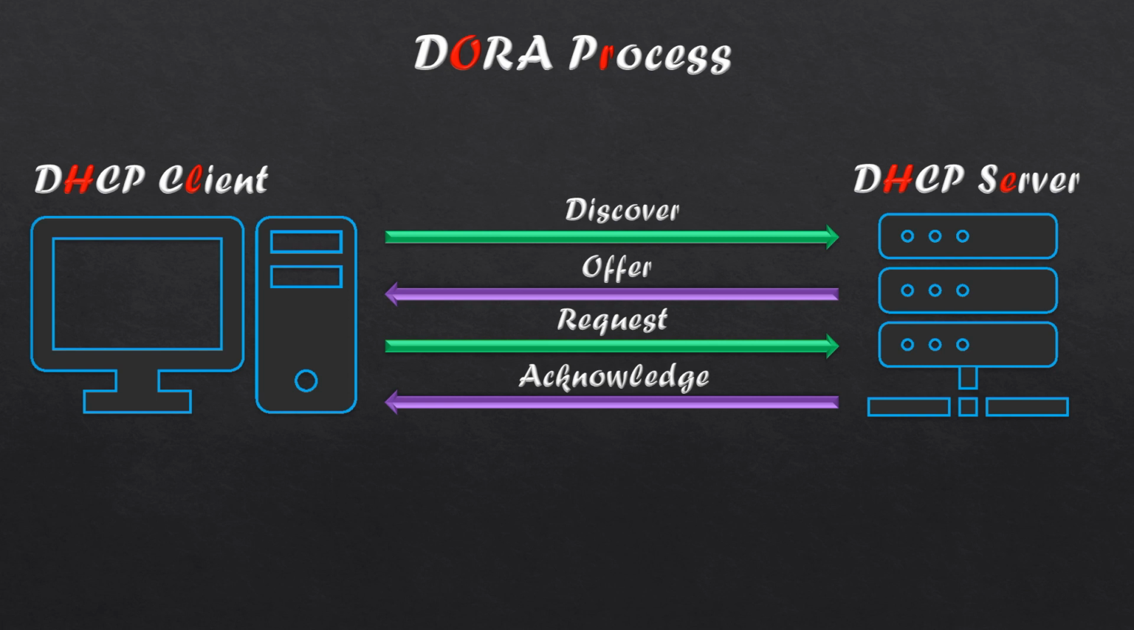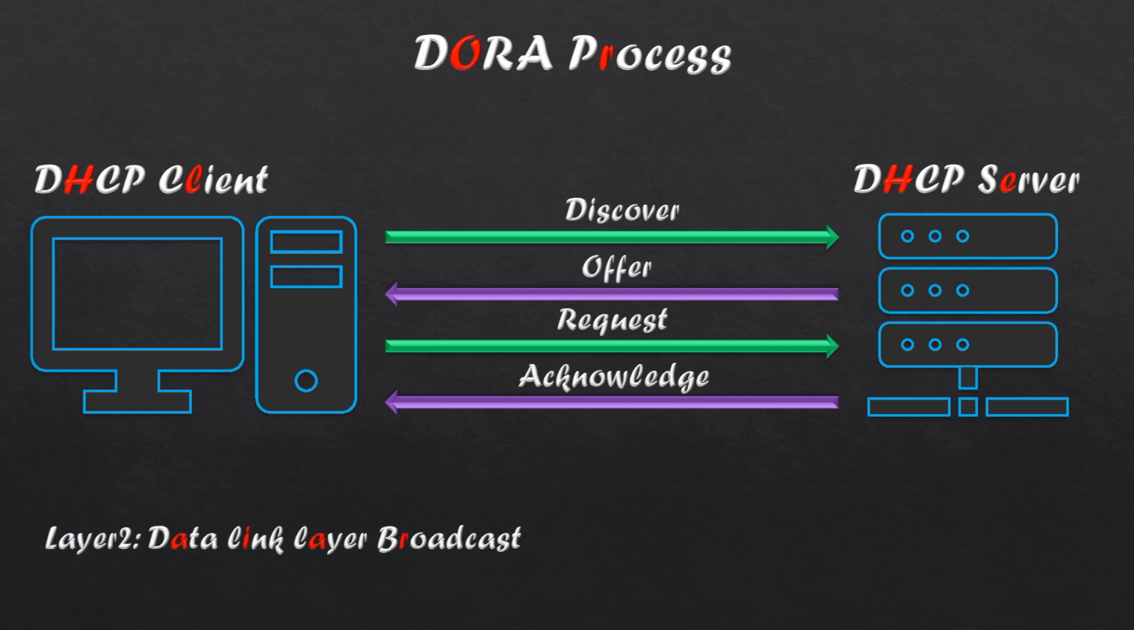At the end of these 4 messages, the client will be getting an IP address and becomes part of the network. This is the DORA process: discover, offer, request, and acknowledge. Now let's see what exact information is exchanged in these 4 messages. Before that, you should know 2 things.